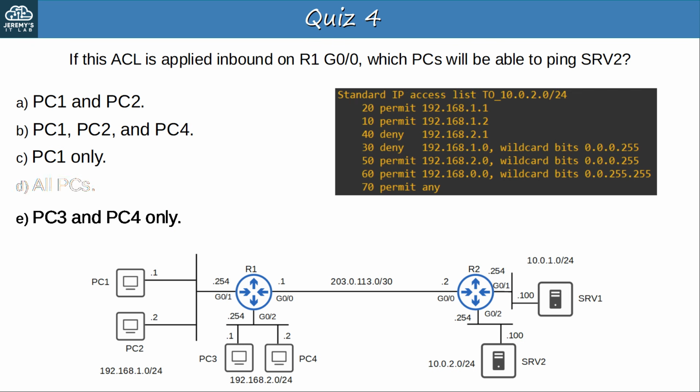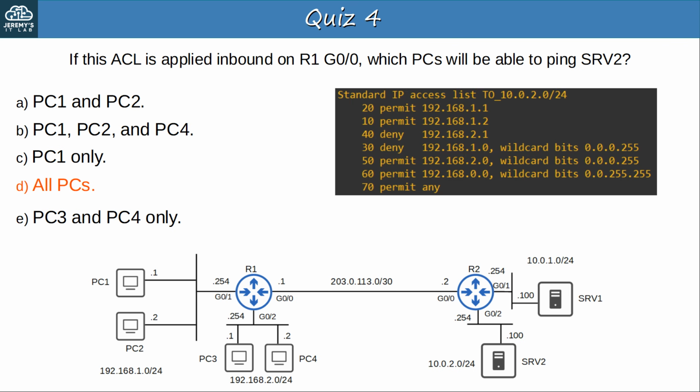The answer is D. All PCs. This is because of where the ACL was applied, inbound on R1's G0/0 interface. When the PCs try to ping server 2, R1 won't check the ACL, as it sends the pings out of G0/0. When the reply from server 2 arrives on R1's G0/0 interface, it will check the ACL.